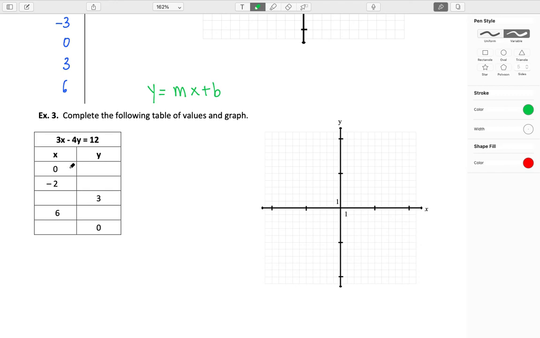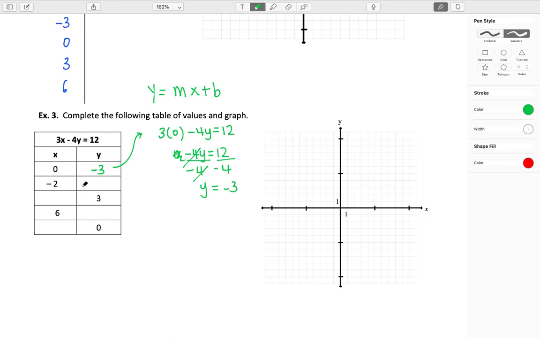So to find y, for this one, I will be plugging in 3x as 0 minus 4y is equal to 12. So 3 times 0 is 0 minus 4y equals 12. And I want to find y. So we're going to divide, 0 just cancels out. So divide both sides by -4. It cancels out. y is equal to -3.